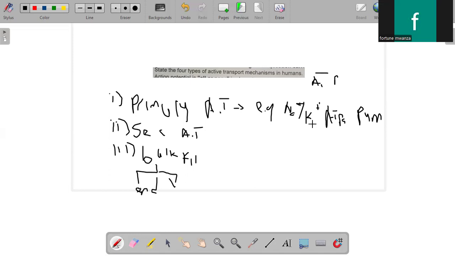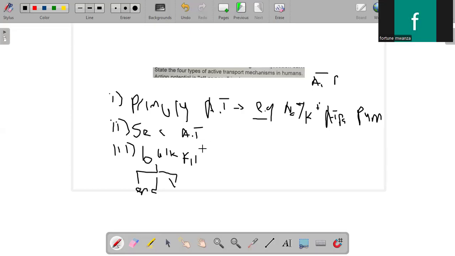Then for secondary active transport, you do not get your energy directly from ATP. What will happen is that the energy you've made here is the one you're going to use to move substances across the cell membrane in secondary active transport. So the energy used in secondary is the one you've synthesized in primary.